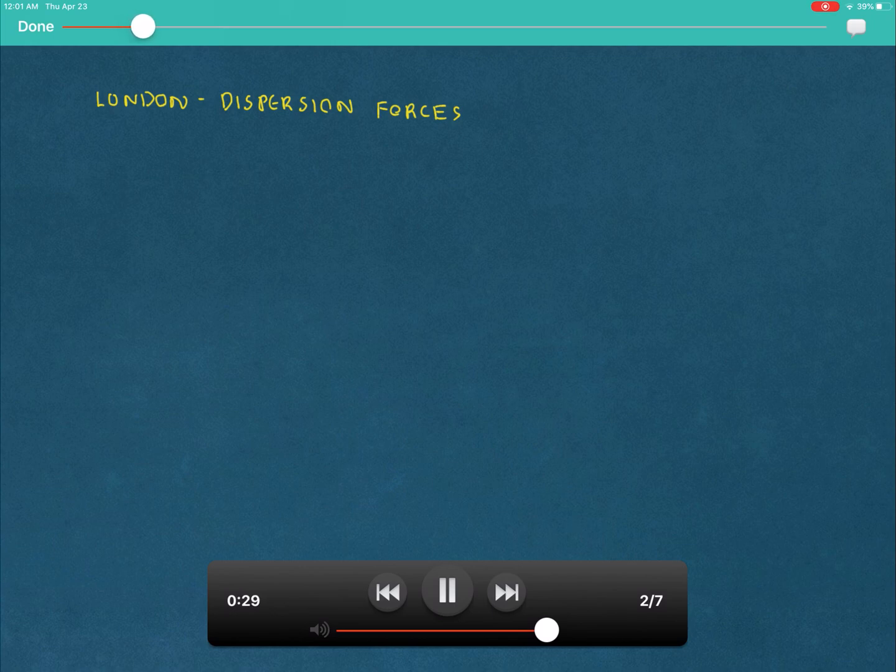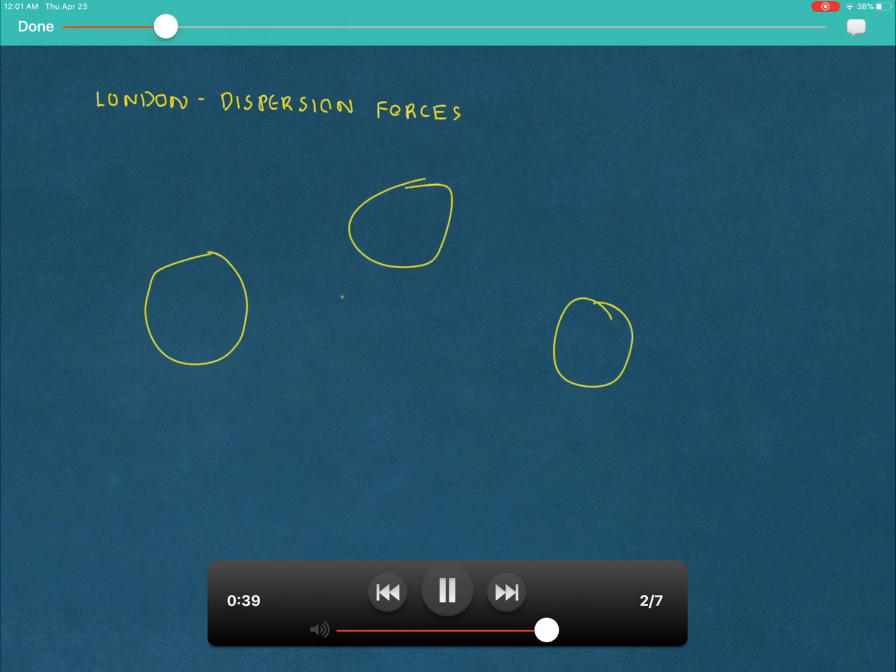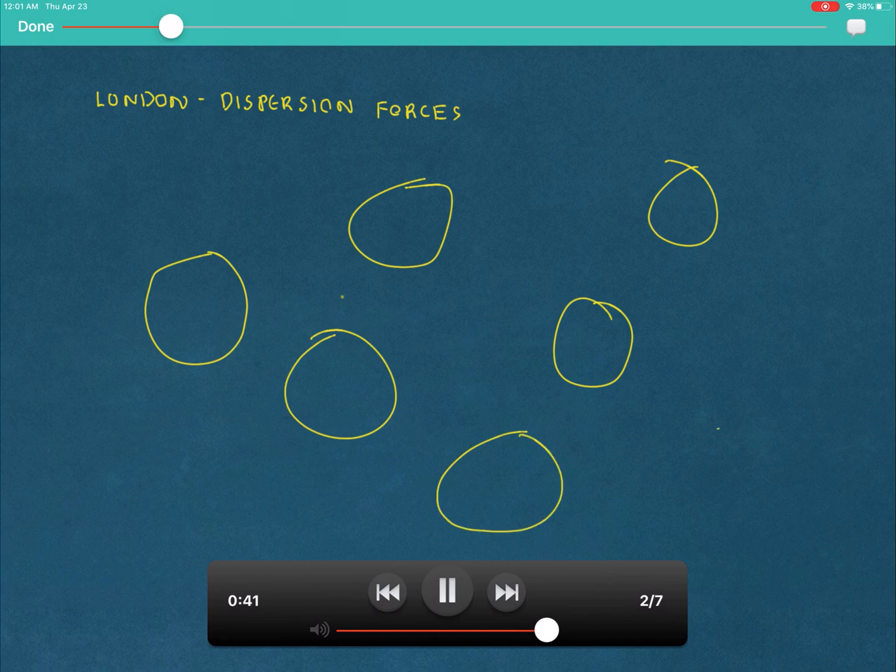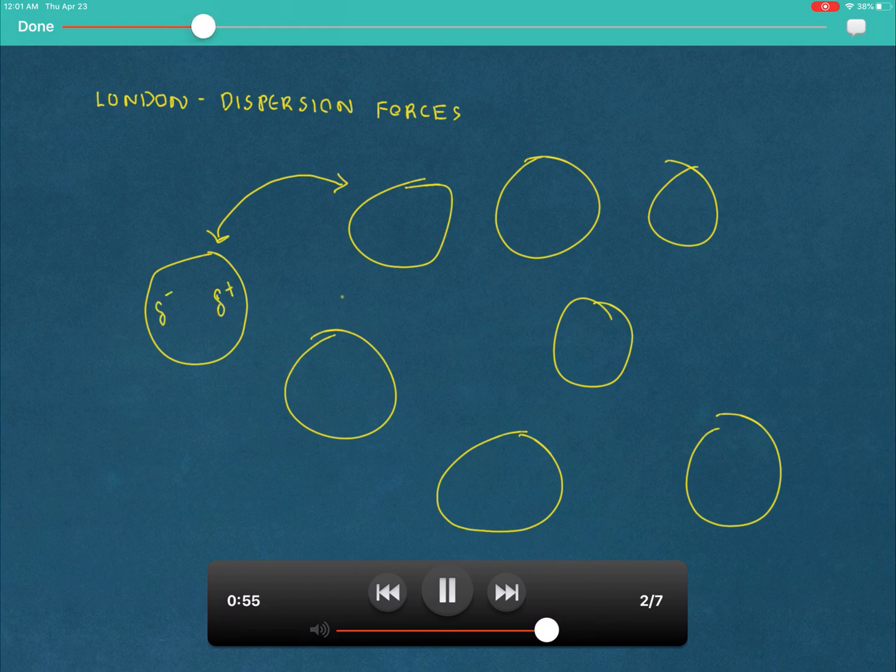And what exactly is that? It's basically a short-lived dipole moment that randomly occurs. So, in the universe, we have random molecules just floating around, and from time to time, these molecules become neighboring, and they bump into each other, they get near each other. So, say this end of this molecule is positive, and this end is negative, partially negative.